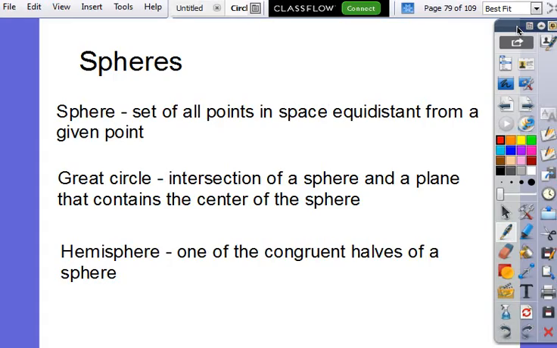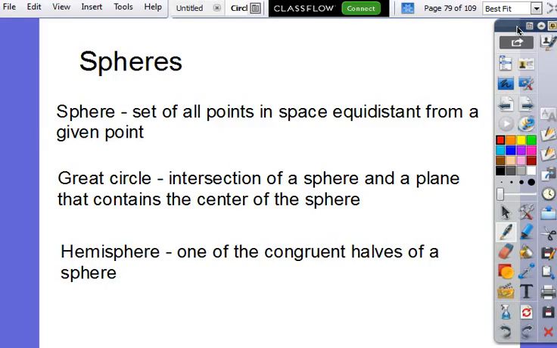Spheres: the set of all points in space equal distance from a given point. In other words, what is different about this than a circle? It's 3D. It's three-dimensional. That's it. So if I'm looking at a tennis ball, basketball, baseball, softball, all of those would be spheres.